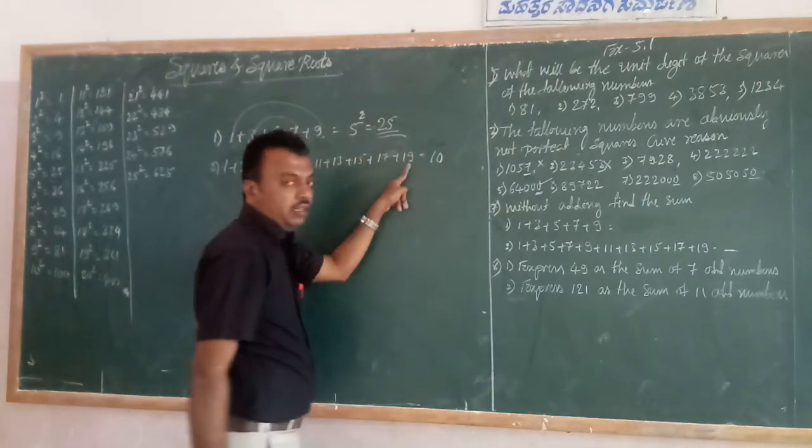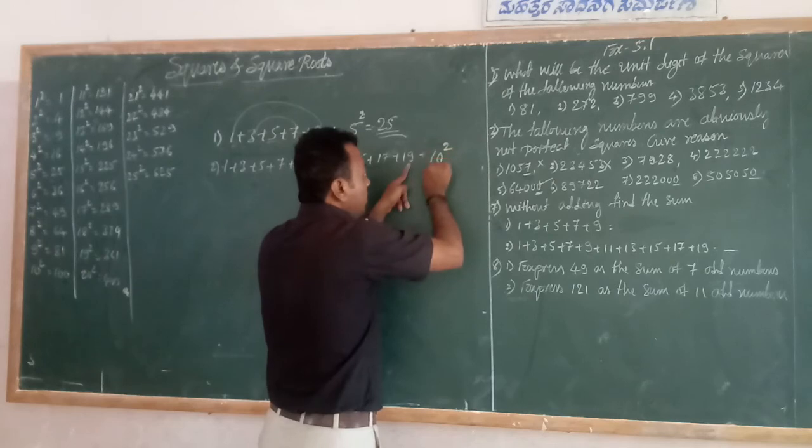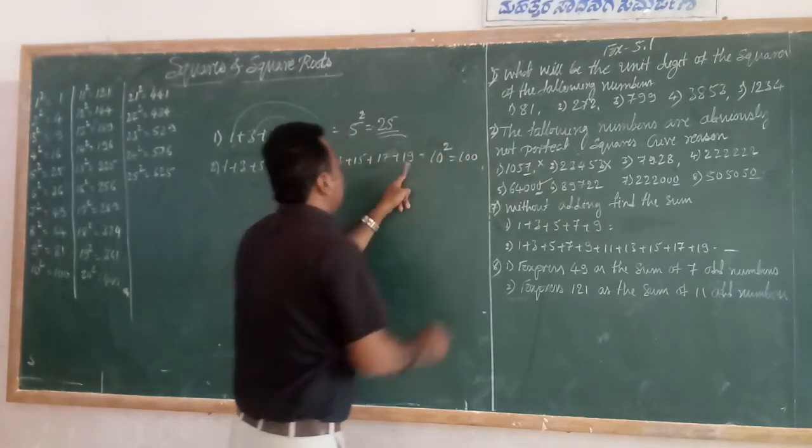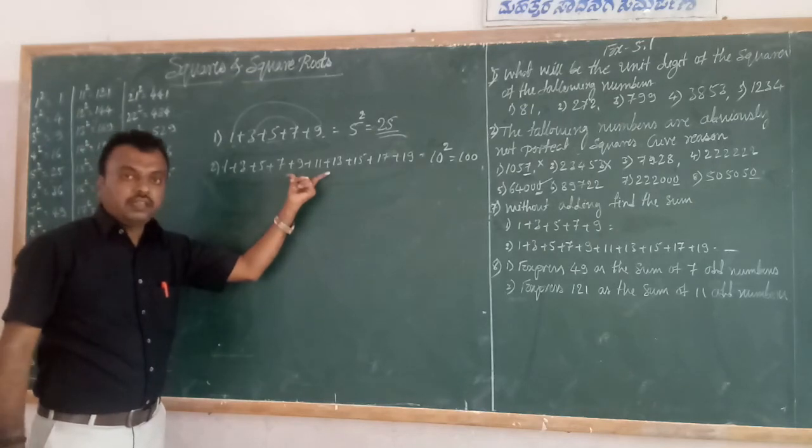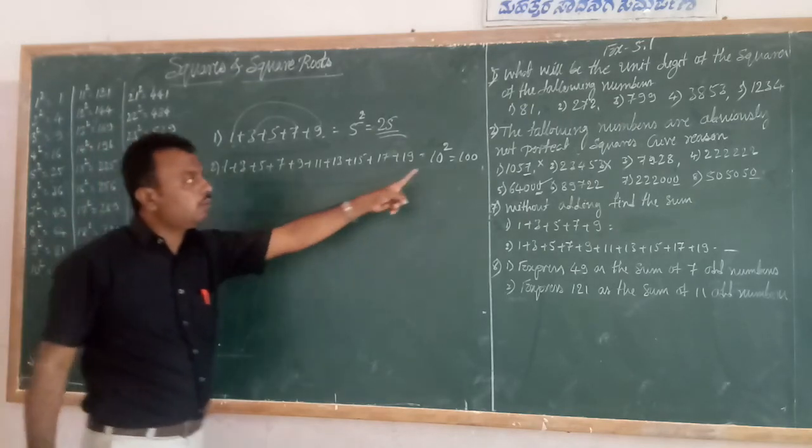We should write the 10, then you should square it. So what is 10 square? This is 100. Therefore the sum is equal to 100. If you have any doubts, you should add it at home. Definitely it will come to 100.